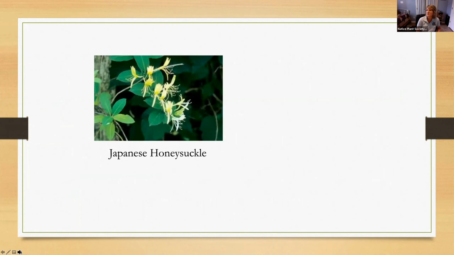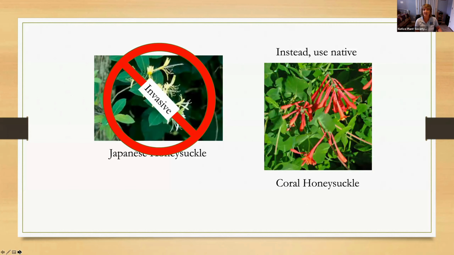So I thought, all right, what are some examples of non-native and potentially invasive plants that I can think of that are common? People see them, people buy them. One that popped into my head was Japanese honeysuckle. Japanese honeysuckle, as the name implies, is not from here. And it does tend to be invasive. It can escape, it can get out of control. So one of the things we like to encourage people to do is instead think about using a native alternative.